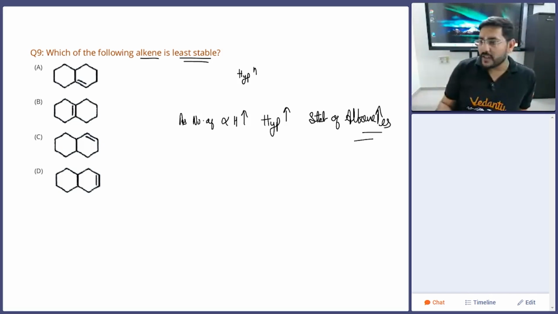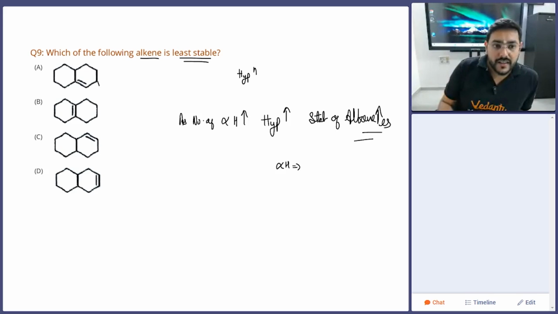And what is an alpha hydrogen? The alpha hydrogen is basically connected to the alpha carbon. Now, what is the alpha carbon? It is the carbon that is directly connected to the functional group, the double bond, and that carbon should be sp3 hybridized. That is called the alpha carbon.